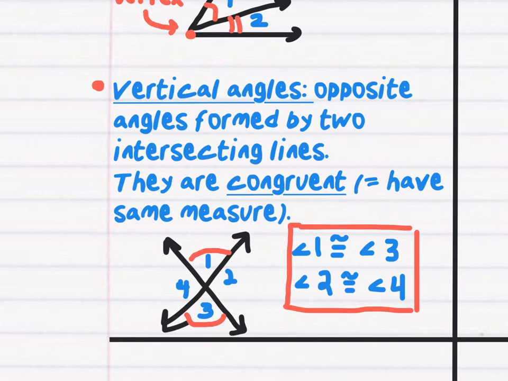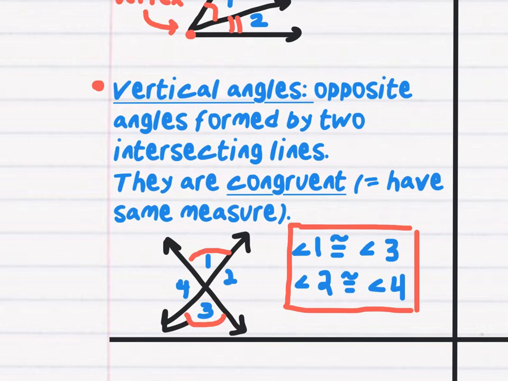Okay, so now you should have written this down. Vertical angles are opposite angles formed by 2 intersecting lines. They are congruent. This is key. Congruent, now this word here means that they have the same measure. Okay, so when we're looking at this picture here there are 4 angles, and these black lines are the 2 intersecting lines. When you have 2 intersecting lines, you get 4 vertical angles.